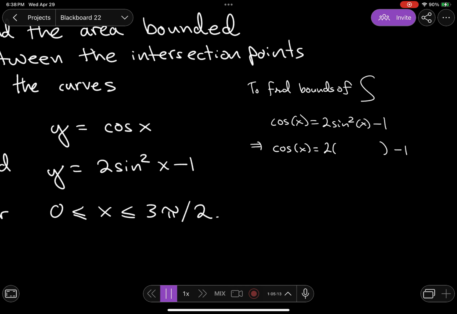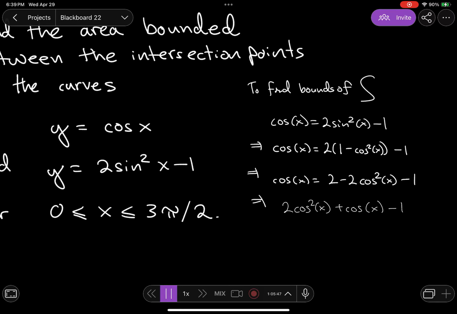So hopefully you guys are playing along. I left a huge parentheses here where sine squared of x is. And I'm begging us all to recognize that we can rewrite sine squared as 1 minus cosine squared. That implies that cosine of x is equal to 2 minus 2 times cosine squared of x minus 1. That tells us that 2 times cosine squared of x plus cosine of x minus 1 is equal to 0.